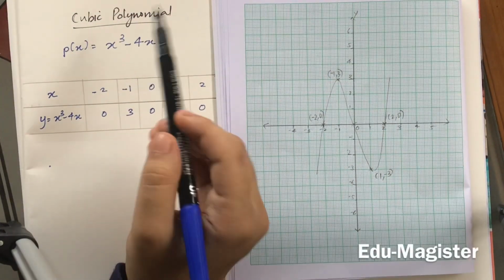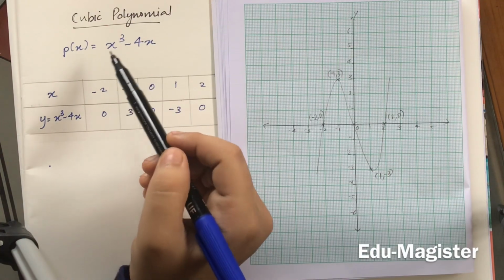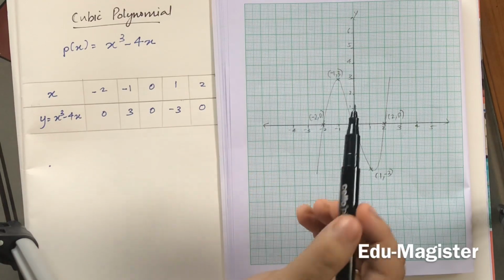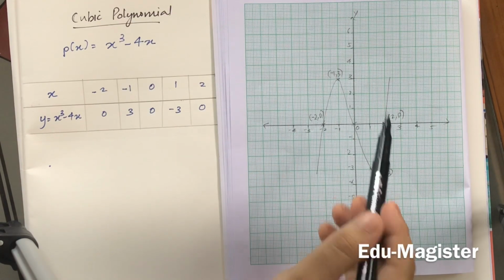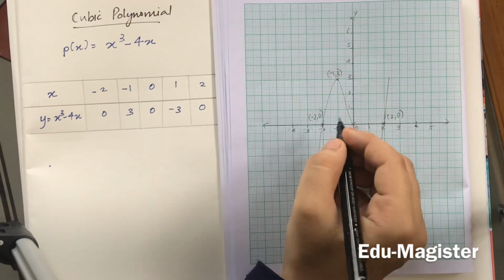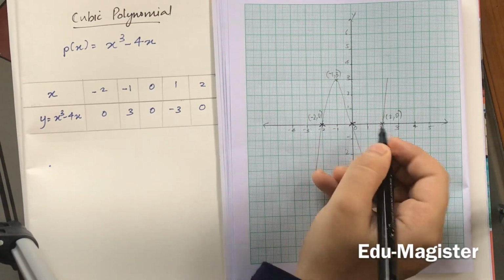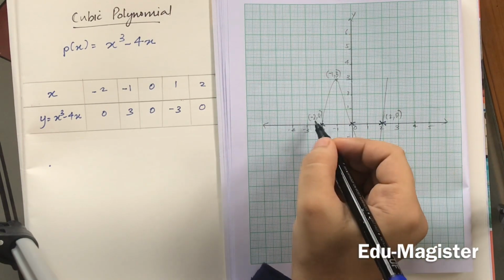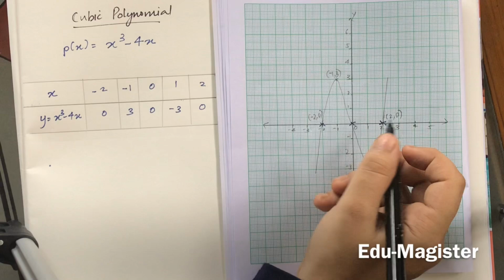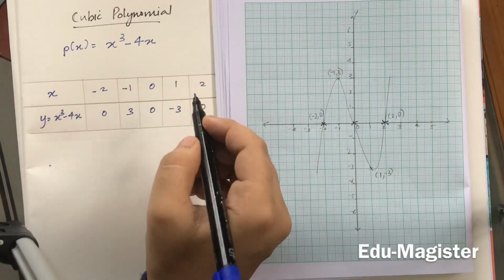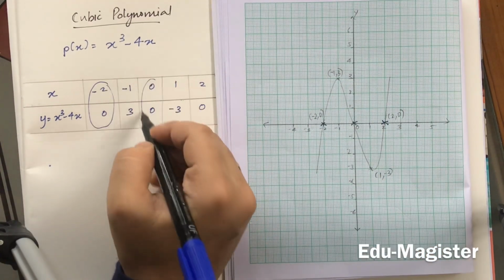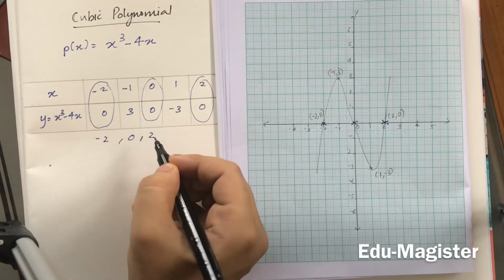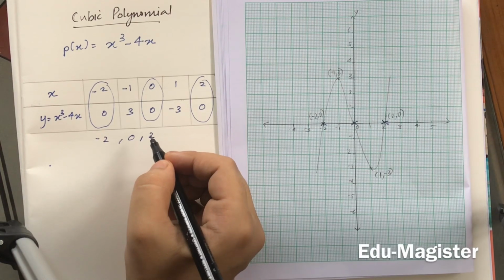Now let's look at the cubic polynomial. For example, p of x is equal to x cubed minus 4x. If you find the different values and plot them on the graph, it will look like this. And you can see that the graph intersects the x-axis at 3 points, right? Which is minus 2, 0, 0, 0 and 2, 0. So from the graph, you can see that these 3 are exactly the zeros of the polynomial. That is minus 2, 0 and 2 are the zeros of the polynomial.